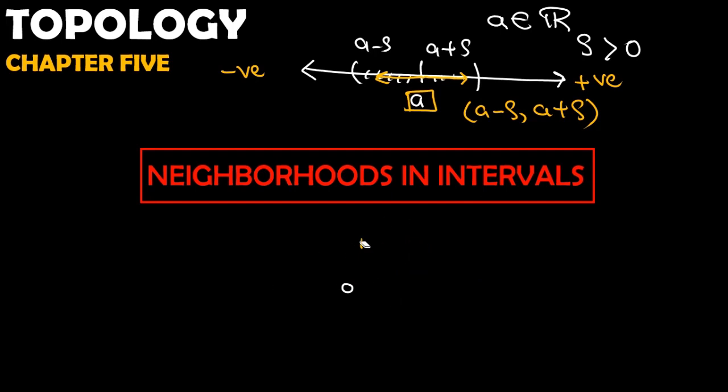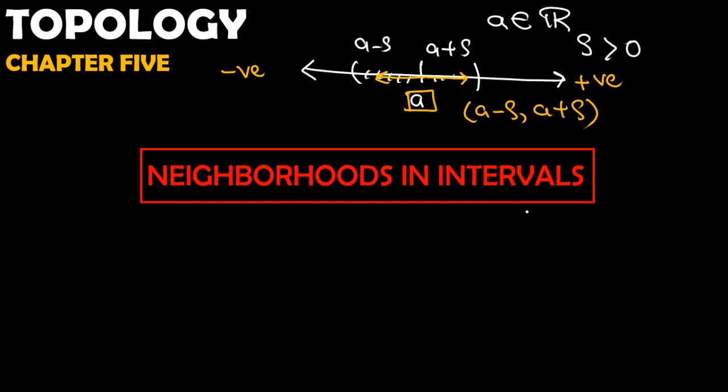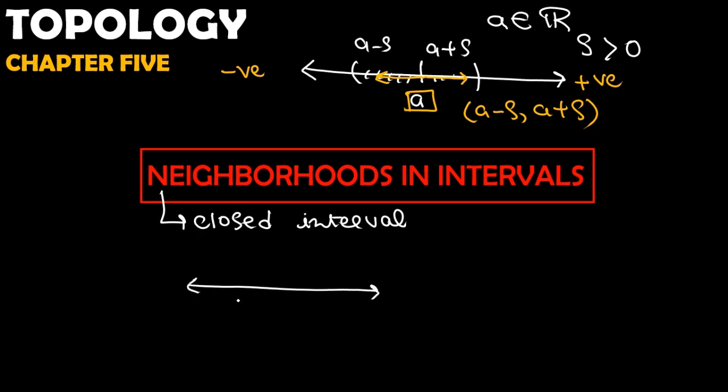Okay, so how to find the neighborhood of an interval? As you know, intervals have roughly three types: closed interval, open interval, and half open, half closed interval. First we discuss the closed interval. Let's say this is our closed interval containing A and B. So we have A and B, which is our closed interval, which includes A and B.